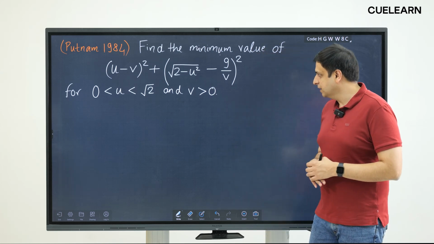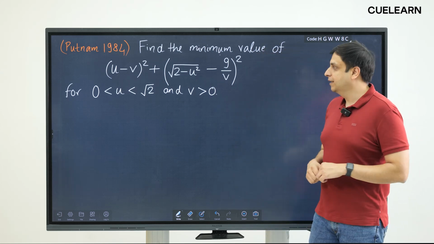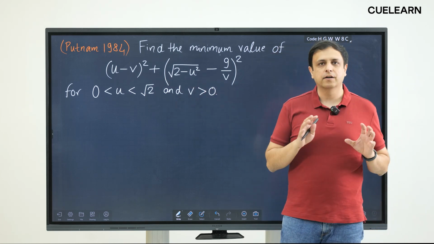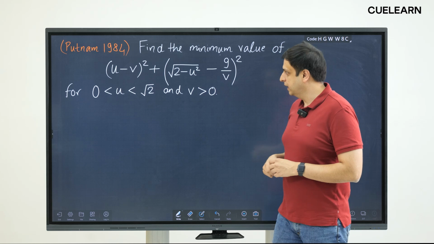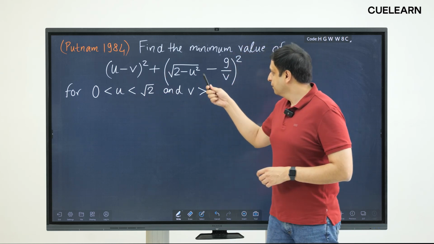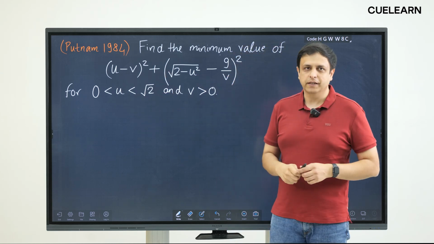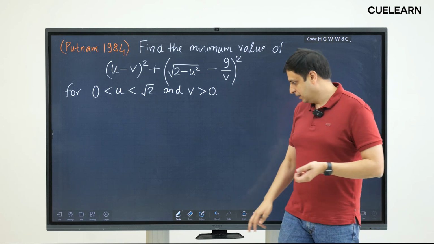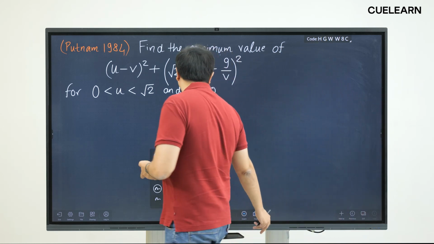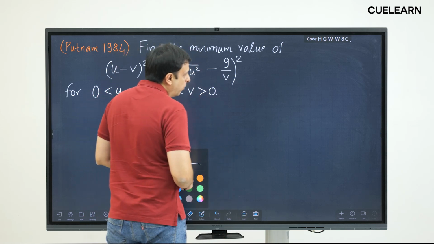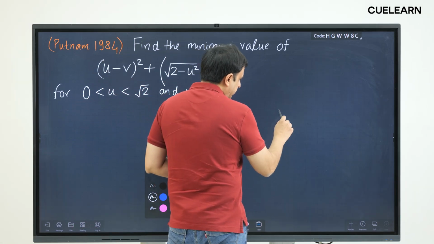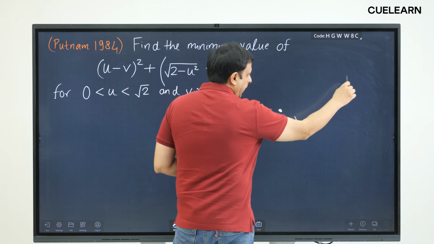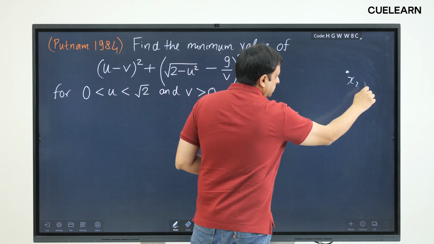Well, my solution, or the elegant solution I should say, rests on the fact that this expression here has a very specific structure. It is something minus something square plus something minus something square. So it actually resembles the structure of the distance formula. And what is the distance formula in coordinate geometry? So if you have 2 points in the coordinate plane, let's call them x1 comma y1 and x2 comma y2.